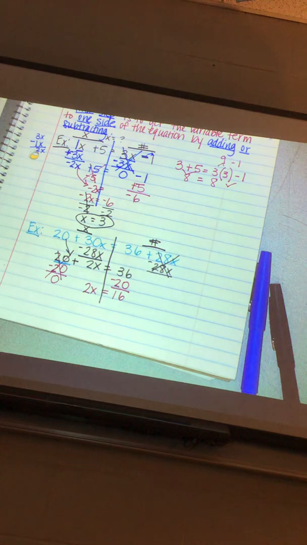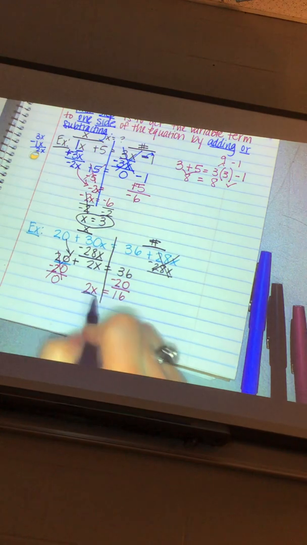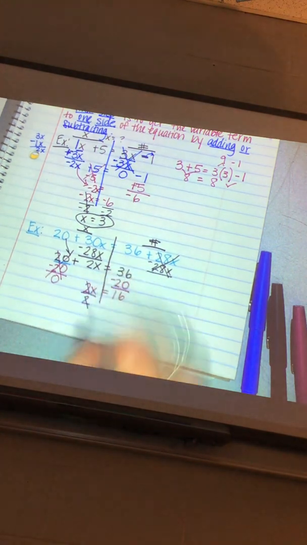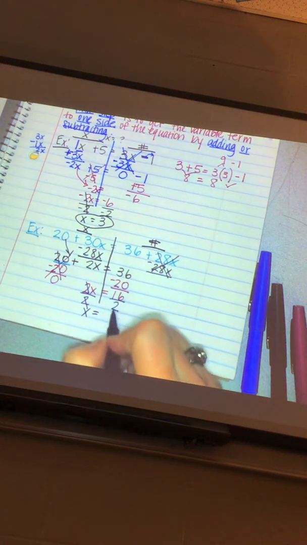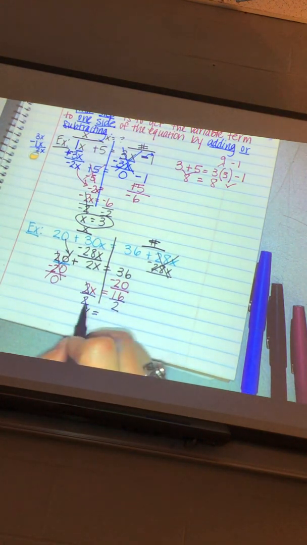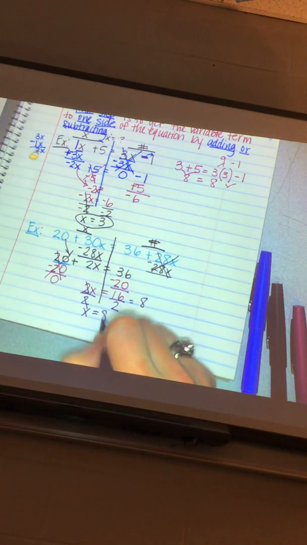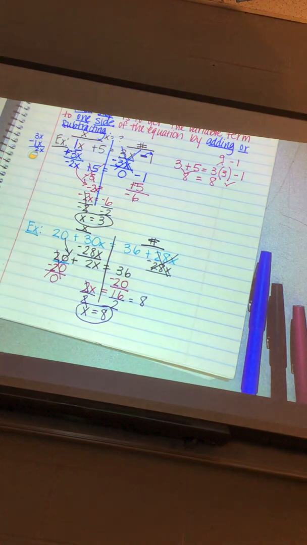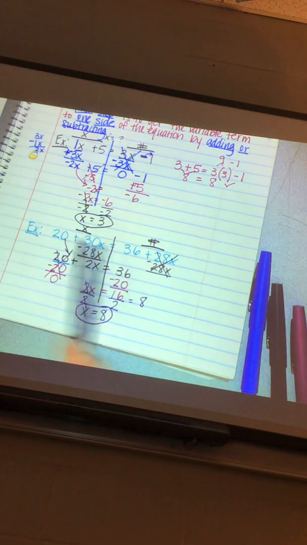What is holding the x, the number to the x? It's a 2, and it's multiplication. So we have to do the opposite, which is division. We're going to divide that 2 off and get that x by itself. Divide that 2 over here as well because you have to do the same on both sides. 16 divided by 2 is 8. x equals 8. You would be able to go back up here, plug 8 in here, and your sides should equal out.